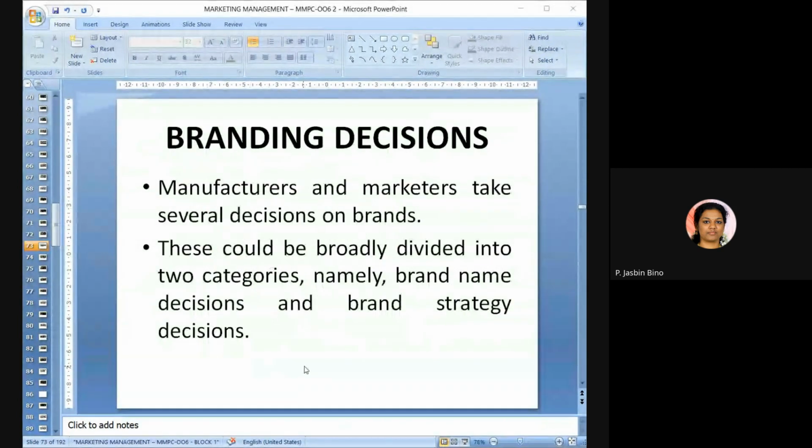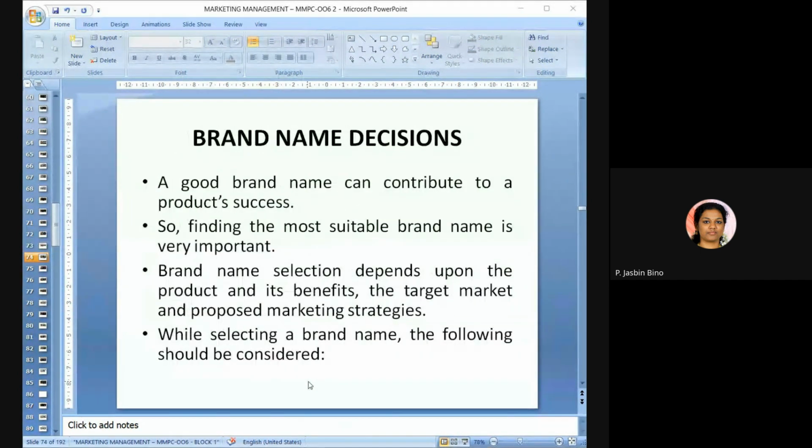Next are branding decisions. Manufacturers and marketers take several decisions on brands. These can be broadly classified into two: brand name decisions and brand strategy decisions. For brand name decisions, a good brand name can contribute to a product's success. Brand name selection normally depends on the product and its benefits, the target market, and the proposed marketing strategies. When selecting a brand name, these things should be considered.